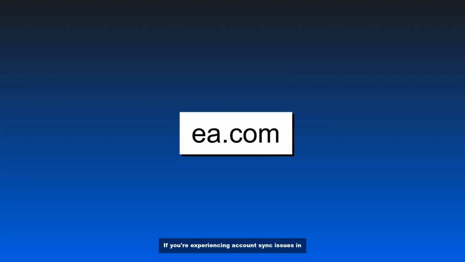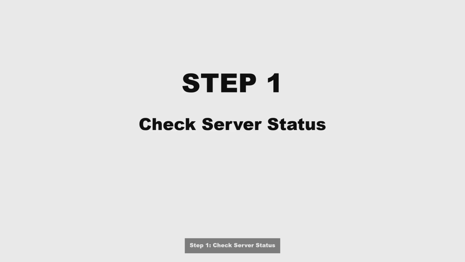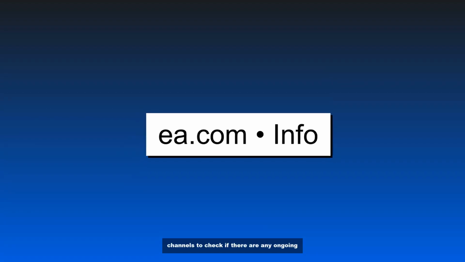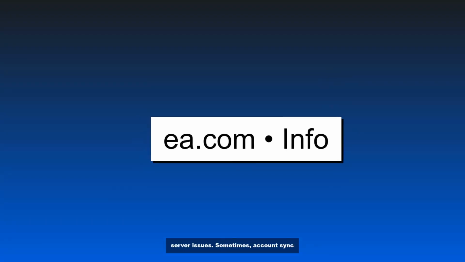If you're experiencing account sync issues in The Sims 4, there are several steps you can take to resolve the problem. Follow this guide to help speed up the syncing process. Step 1. Check server status. Visit the official EA website or social media channels to check if there are any ongoing server issues. Sometimes, account sync problems can be caused by server outages.